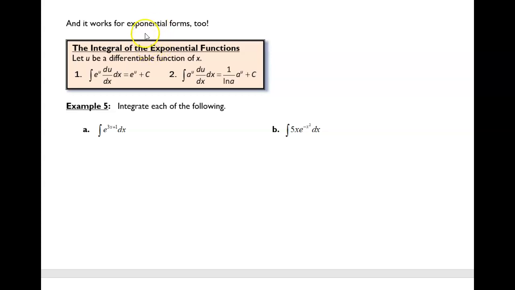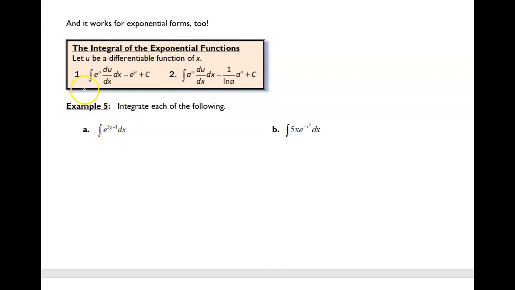So we can use substitution for exponential forms as well. Essentially, any kind of integral that has an inside function and outside function, you will be able to use substitution. Now for exponentials, it's a little bit harder to notice this as an inside. The inside is really the exponent.